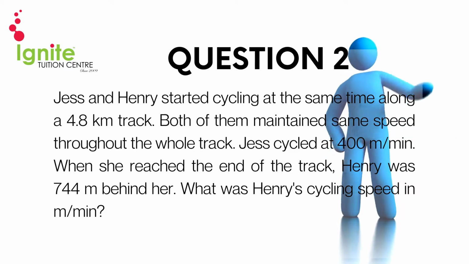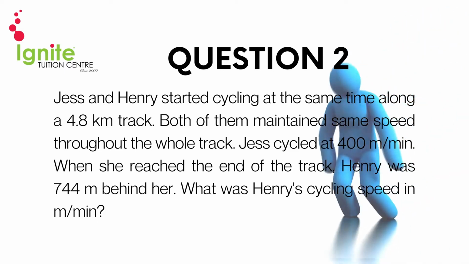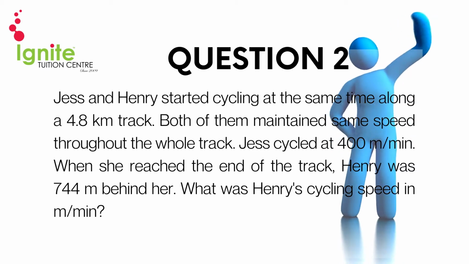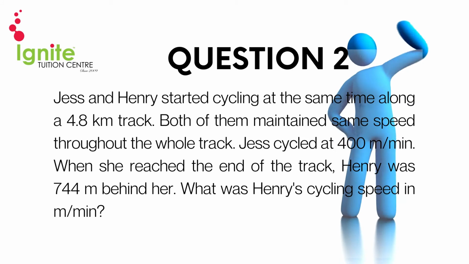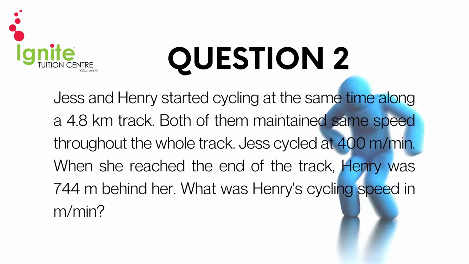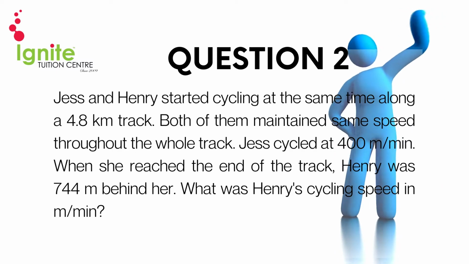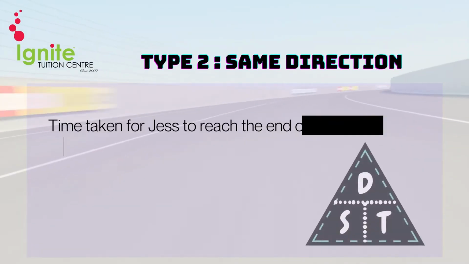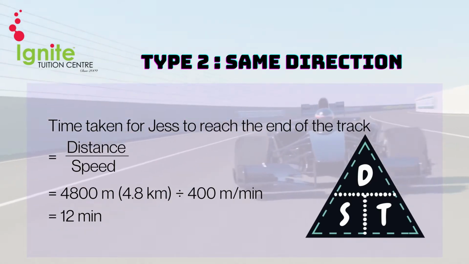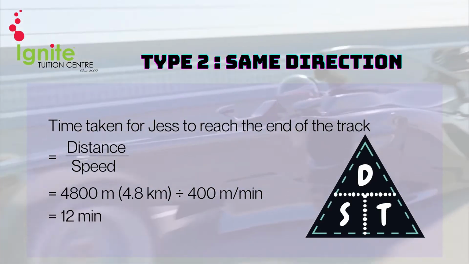Question 2. Jess and Henry started cycling at the same time along a 4.8 kilometers track. Both of them maintained the same speed throughout the whole track. Jess cycled at 400 meters per minute. When she reached the end of the track, Henry was 744 meters behind her. What was Henry's cycling speed in meters per minute?